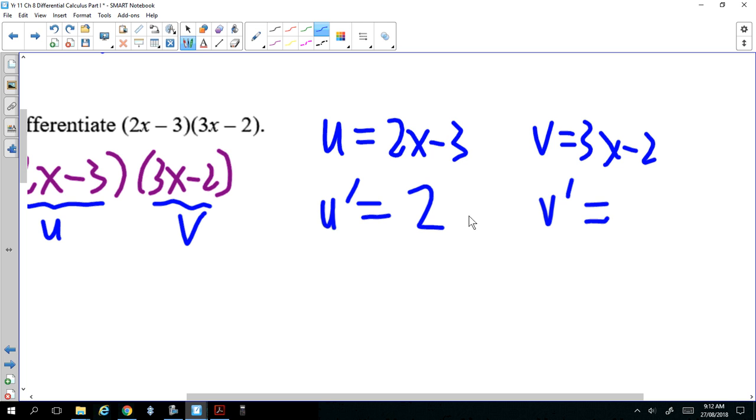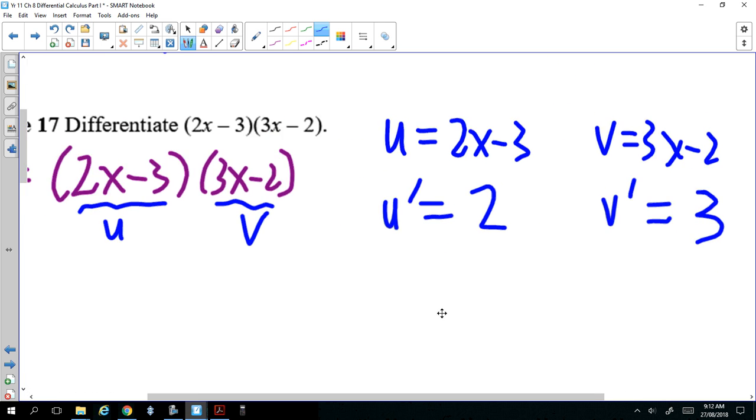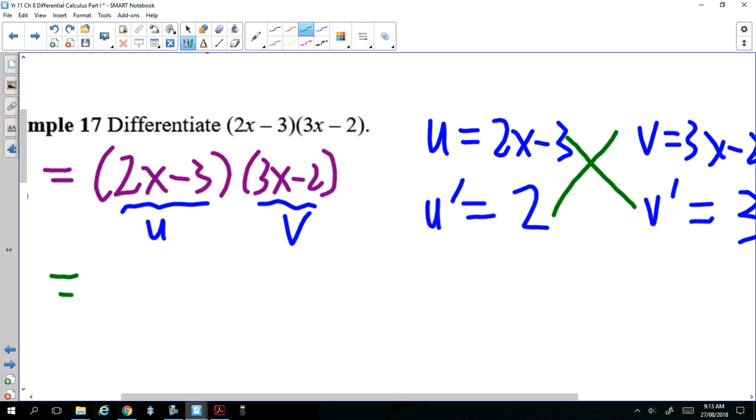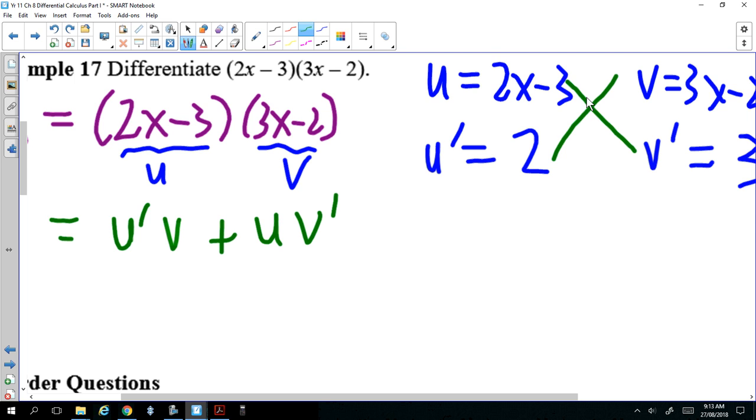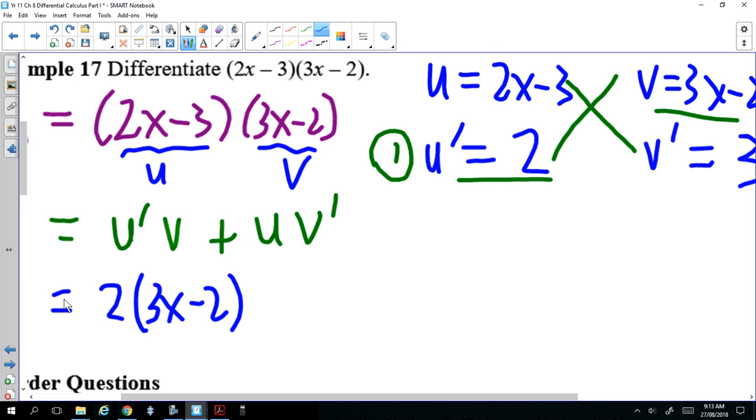Something in maths we do a lot is to cross multiply. Now, why do I cross multiply? Watch the product rule. Remember UV light, but remember the dash at the front and the dash at the end. Now u dash v is the first multiply, so write 2 multiplied by 3x minus 2. And then the other cross: u v dash, u and then v dash. Get the idea? And guess what we should do next?